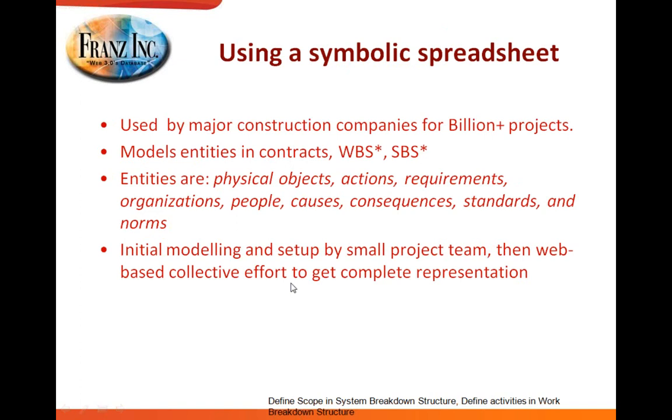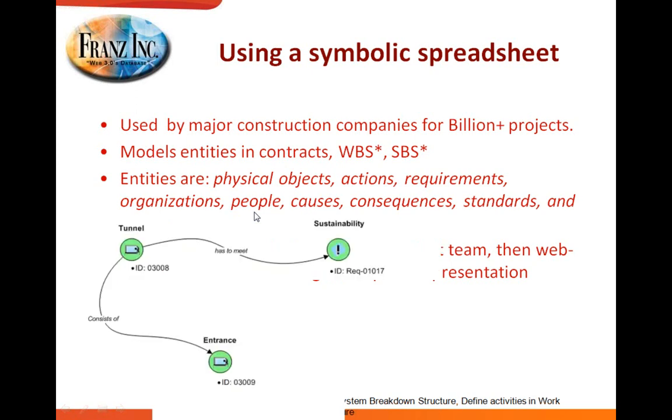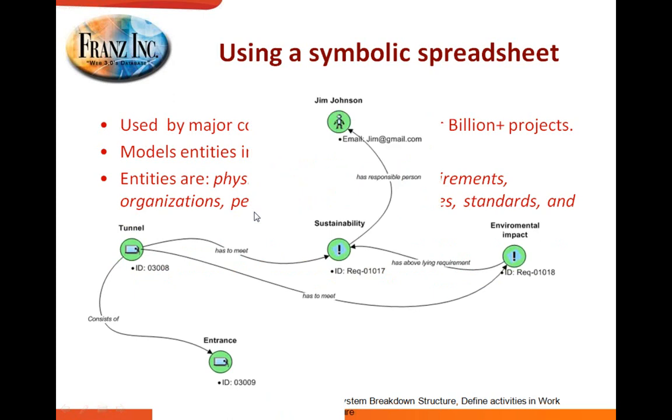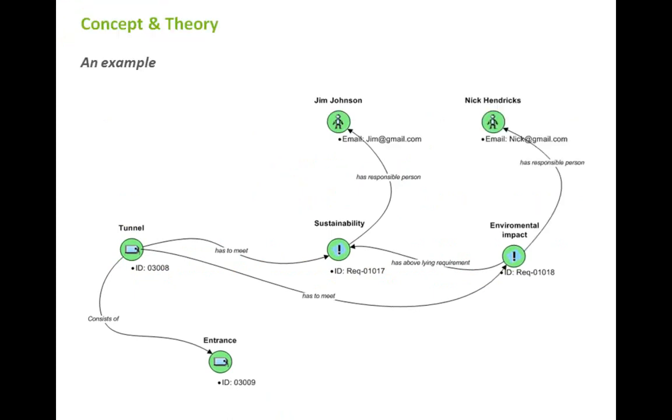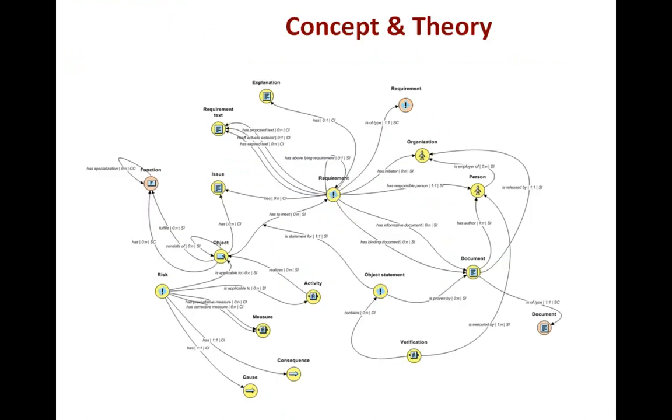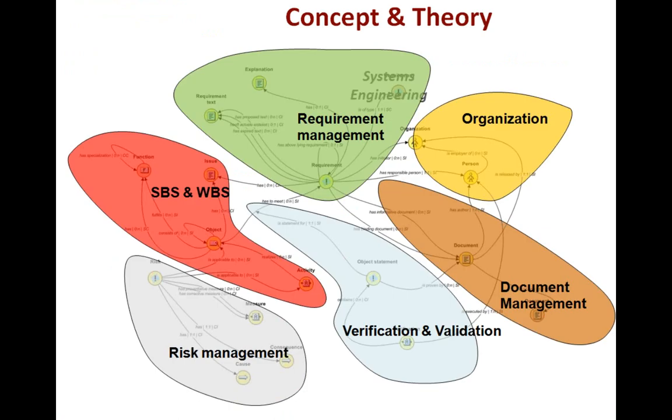It's used in many places, where the wiki has all these entities already for this kind of objects, and where you can start, say, with a tunnel, that has an entrance, and there's some sustainability requirements, and there's environmental impact, and then there's a person that's responsible for something, and you keep going, and you're building up a total network in your wiki structure of things that are connected, and ultimately you get a set of triples where partly it's requirements management, partly it's about the organization in the contract, it's about documents, verification, system breakdowns, work breakdown structures.